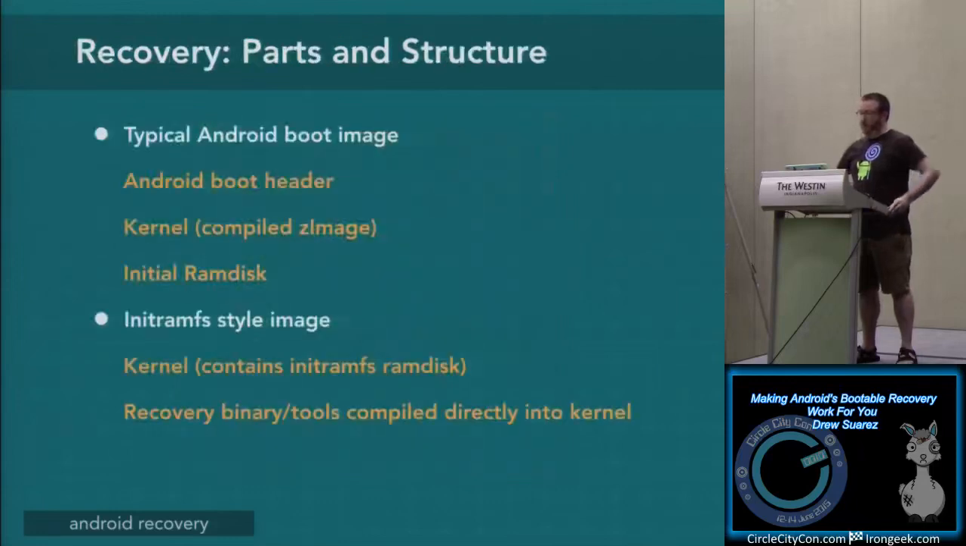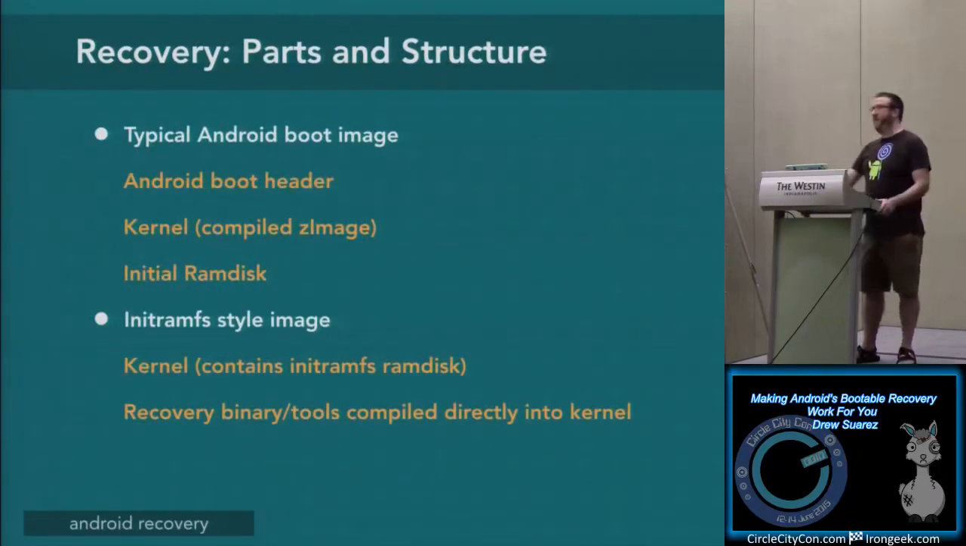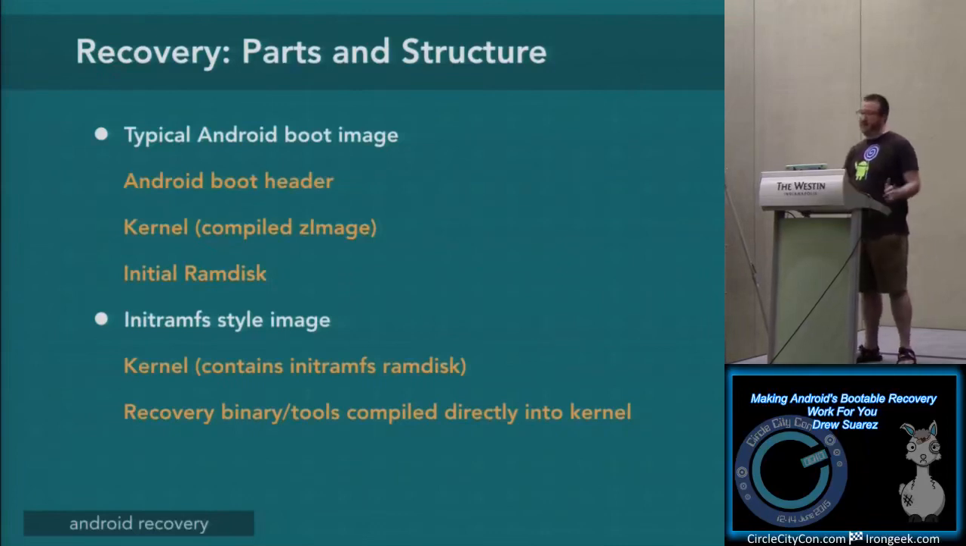So, the parts and structure of Android recovery. I'm going to talk about the main types. There's a lot of variants you see out there, but for the most part, probably 80% of devices in the wild use the typical Android boot image, which consists of an Android boot header that we'll look at in a few, your kernel, and an initial RAM disk.